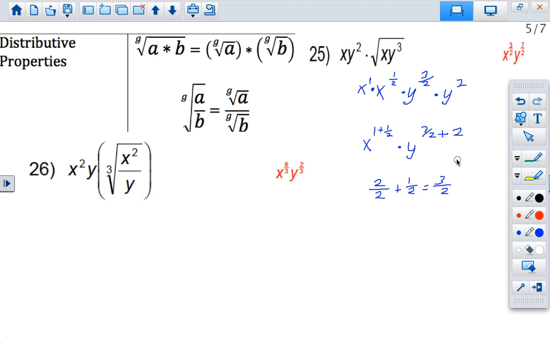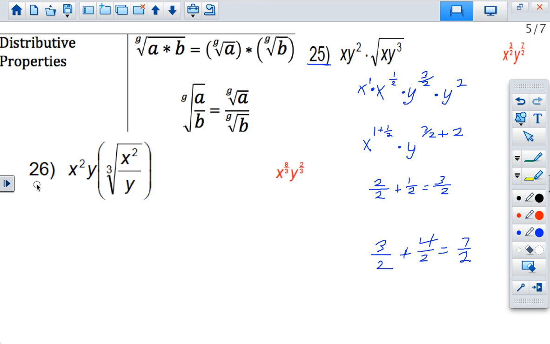3/2. Okay, and so that's how we get this 3/2 here. And then right here, you have 3/2 plus 2 becomes 4/2. Now we have common denominators. Now we can add the numerators together. Okay, so that's how we get the 7/2 here. All right, so that one is problem number 25.